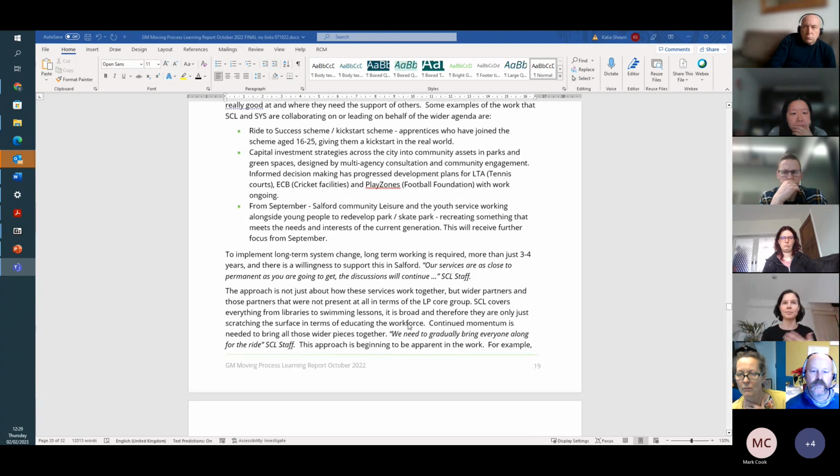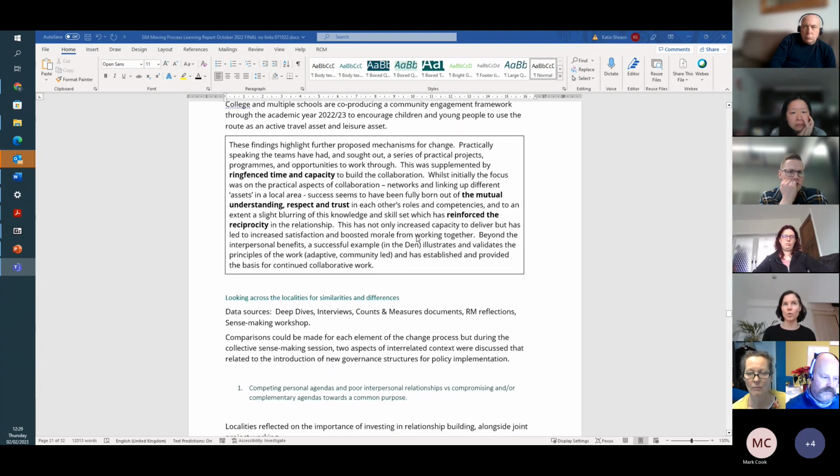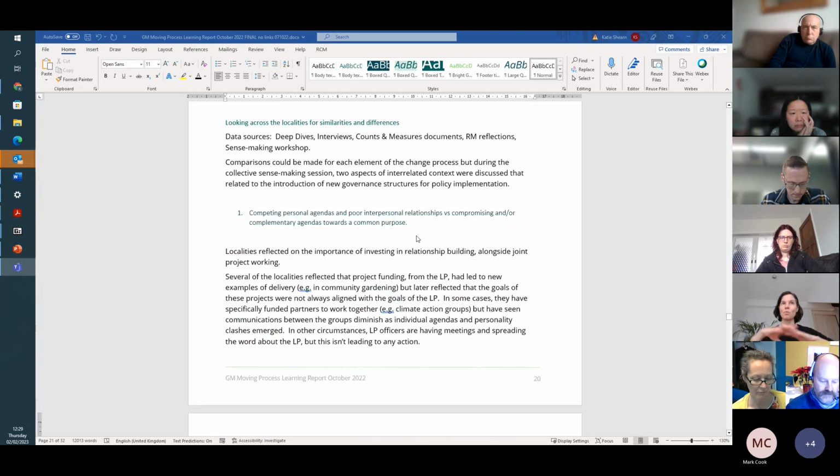And they're detailed here. So what that allowed us to do was to say, right, our theory was kind of backed up, but what was actually really important was this ring-fenced time, the mutual understanding, respect and trust, and reinforced reciprocity between those two agencies. But then when we went to test this with the wider local authorities in the other places, we were asking them, what's significant to you? What difference do you think has made a difference here in Salford, in this example, that perhaps isn't working or is working in your locality?